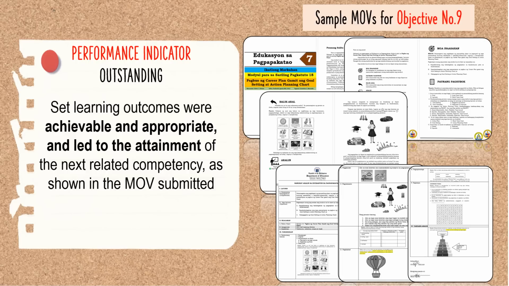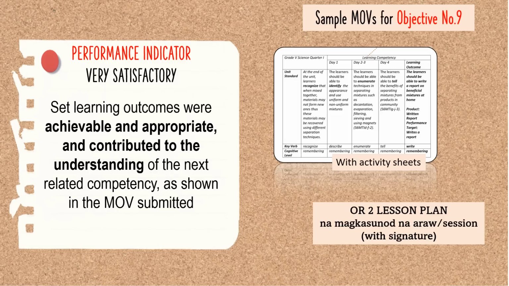Dahil ang performance indicator para makakuha ng outstanding si teacher sa quality ng Objective 9 ay: set learning outcomes were achievable and appropriate and led to the attainment of the next related competency. So ito po yung dapat na ilagay natin para magkaroon tayo ng outstanding na rating.